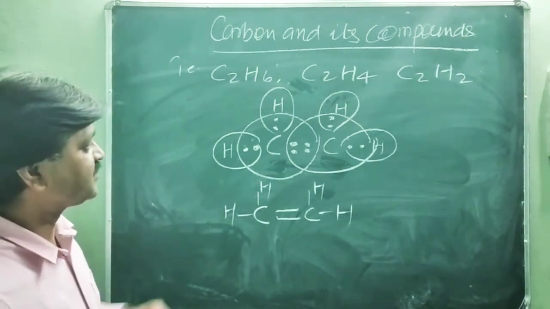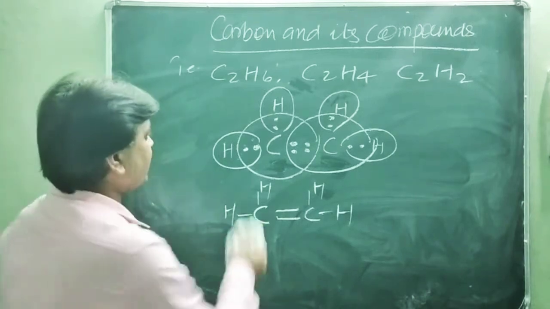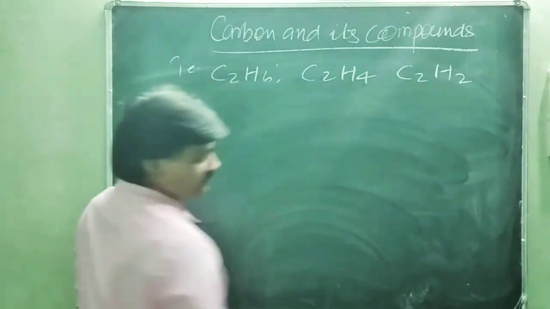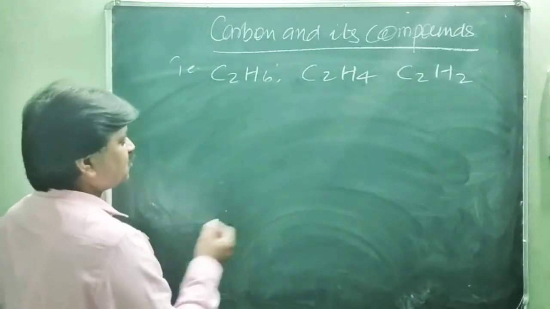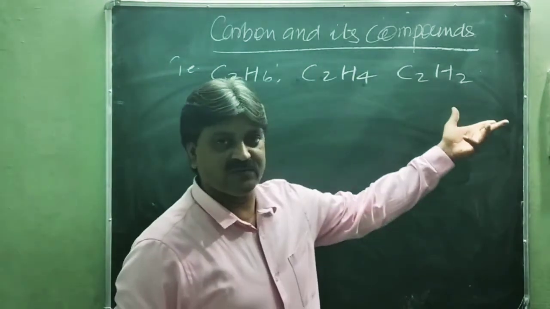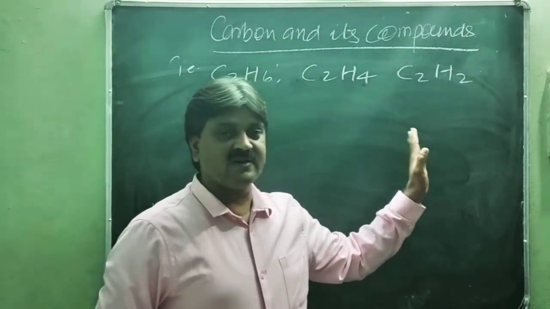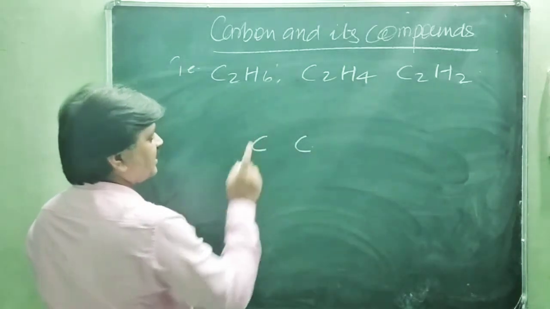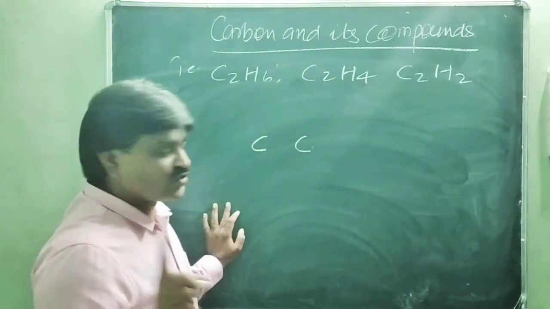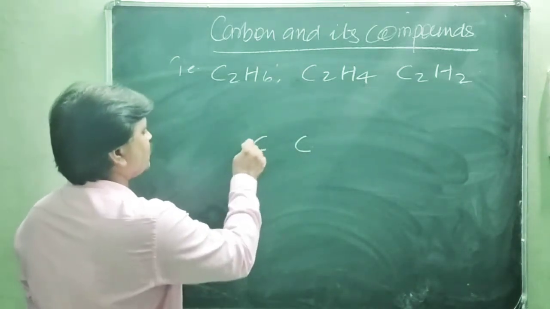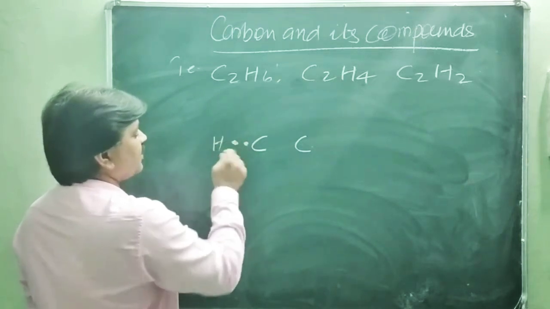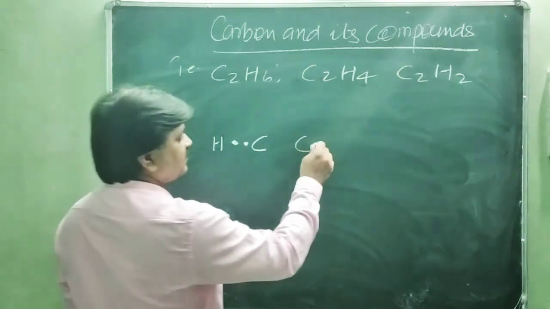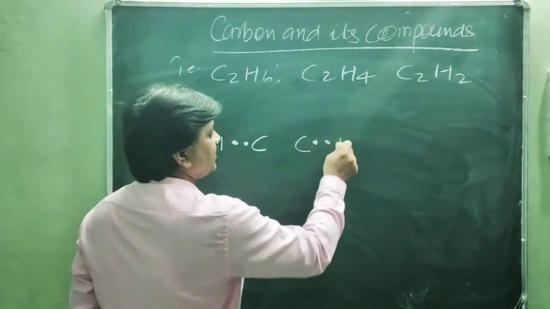Next compound is C2H2. How do you write the electronic dot structure of C2H2? So you know that there are 2 carbons and 2 hydrogens. First, write the 1 electron shared with the carbon atom from the hydrogen. 2 carbons, each carbon having 4 electrons. So first 1 electron is shared with each hydrogen atom. Out of 4, 1 electron is shared with this hydrogen, and this carbon has 1 electron shared with another hydrogen atom.